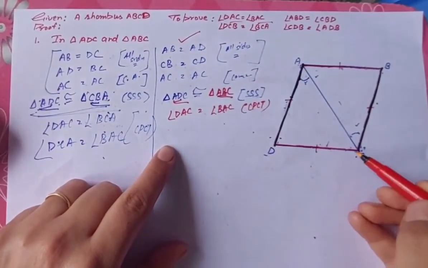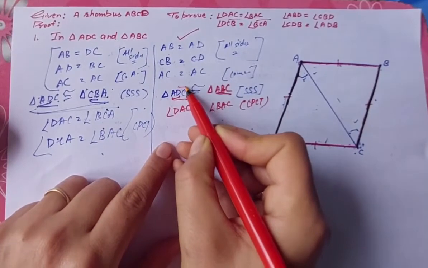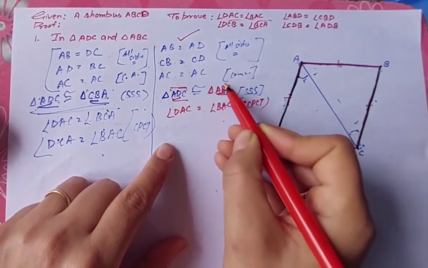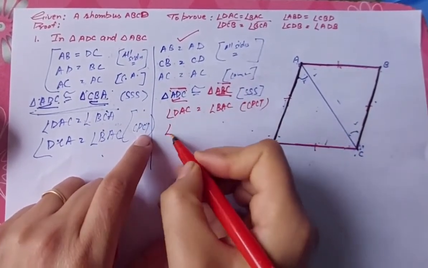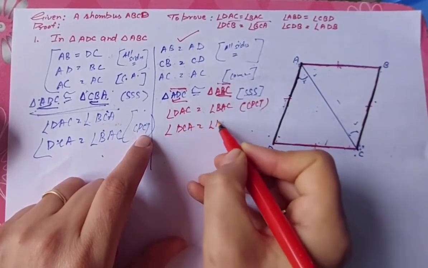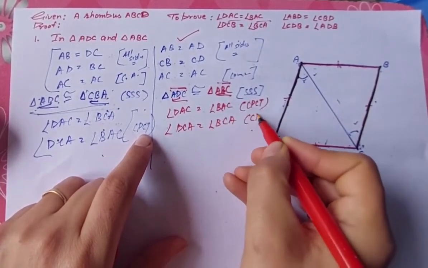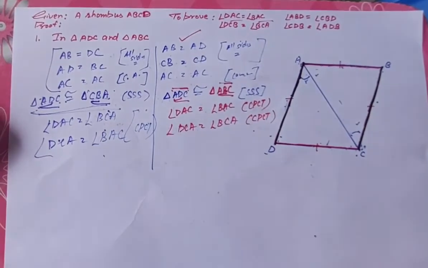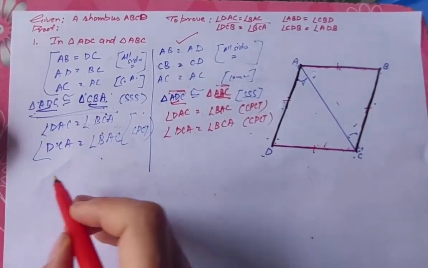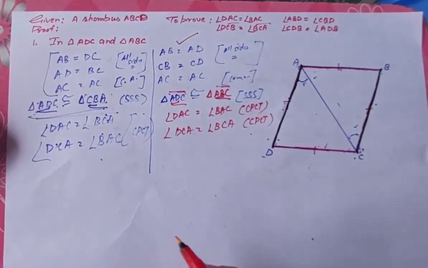Similarly, this angle here, DCA. So DCA, D to C then A, is BCA. DCA equals BCA. This is CPCT. Okay, so this was the common mistake.